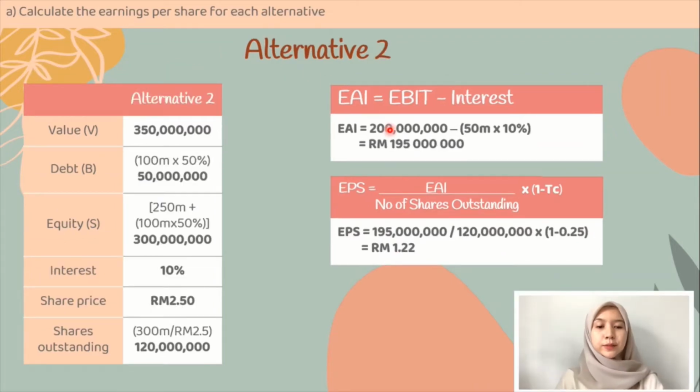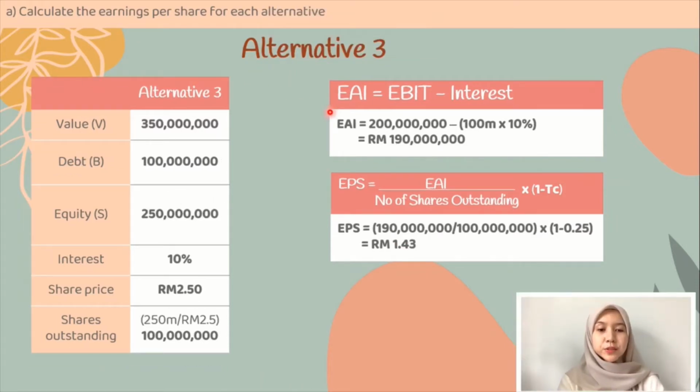For alternative 2, the EAI will be 200 million ringgit minus 50 million times 10%, which is from here, 50 million ringgit debt times 10% interest. Then we'll get the EAI is 195 million ringgit. And then for EPS, 195 million divided by 120 million, which we get from here, 300 million divided by 2.5, times 1 minus 0.25, then we get the EPS of 1 ringgit and 22 cents.